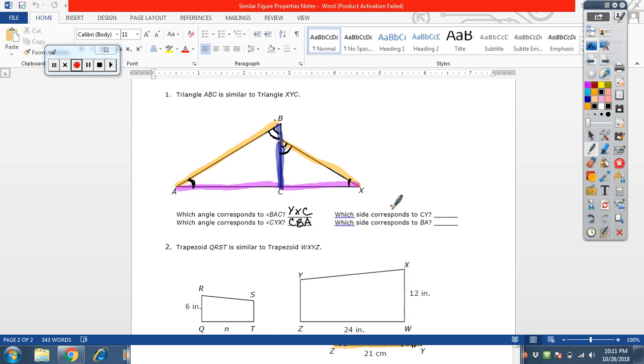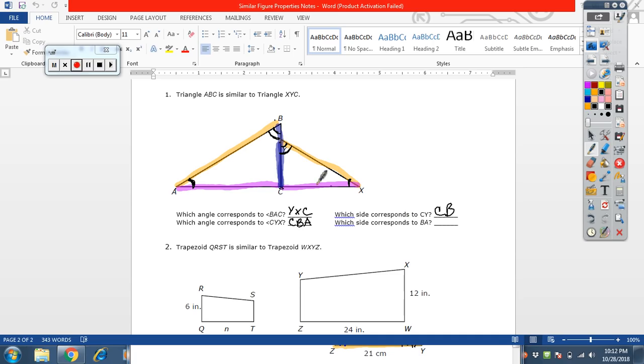Now we're talking about the sides. Which side corresponds to CY? CY is this blue one. It's the other blue one. It's the same line, isn't it? So is it also CY? Nope, it's CB. It goes the whole length. CY is for the little one, CB is for the big one.